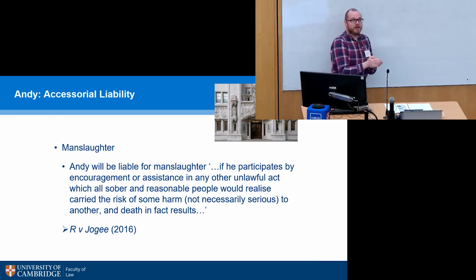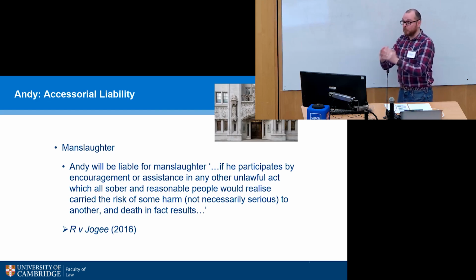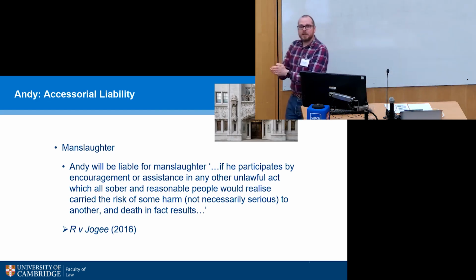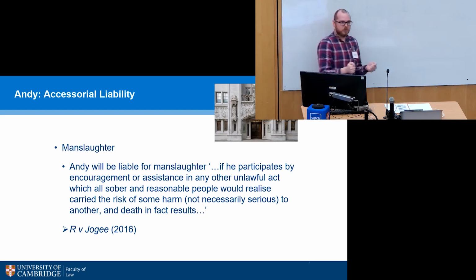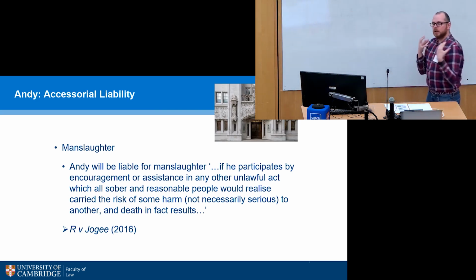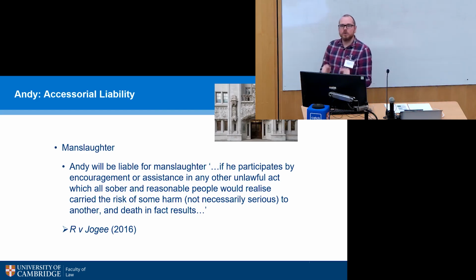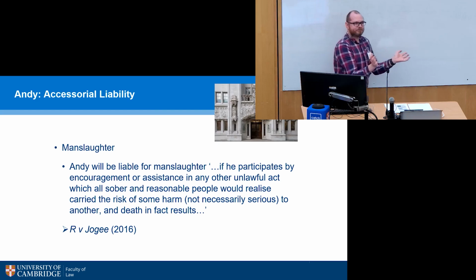And so a number of academics have said, this doesn't work. If you follow the logic of your decision, you should be convicting him maybe of assault as a secondary party, but not of manslaughter. So one of the things you would have to do in a university course on criminal law is decide how convincing you find that critique and how convincing you find that outcome.